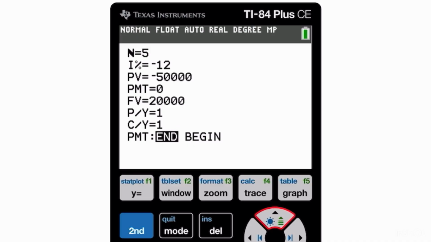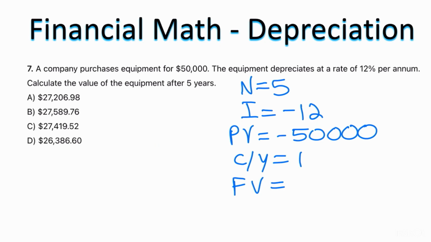Go back to future value, alpha, enter. This means that after 5 years, this equipment that was originally worth $50,000 is only going to be worth $26,386 and approximately 60 cents. So the answer is going to be D.